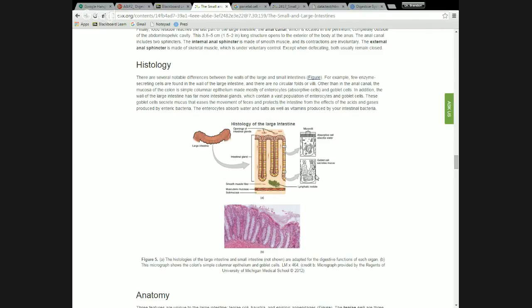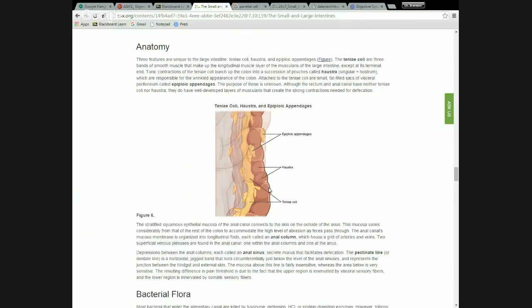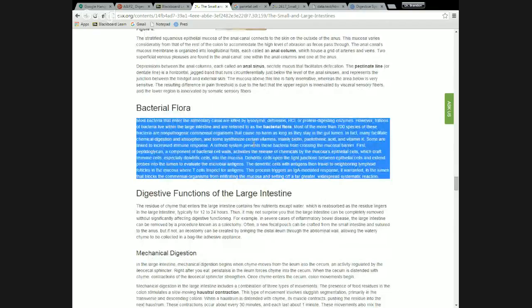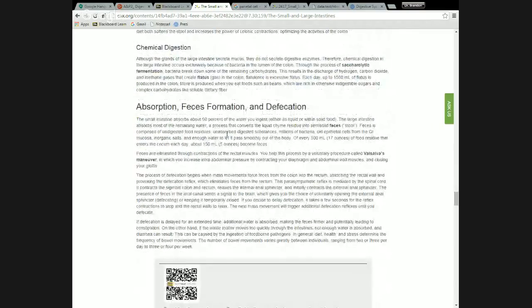And then this little inset here is showing us a goblet cell, and there are goblet cells throughout the intestinal lining. Not just the large intestine, large and small intestine. Here's showing some other finer structures of the anatomy there. Talks about the bacterial population that lives in your large intestine and some other aspects of digestion.